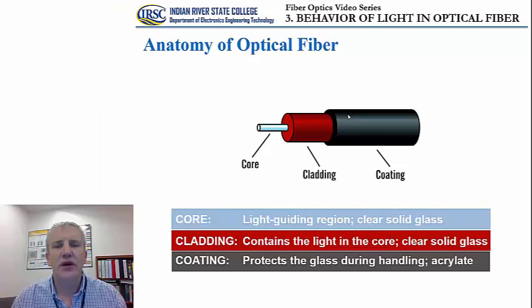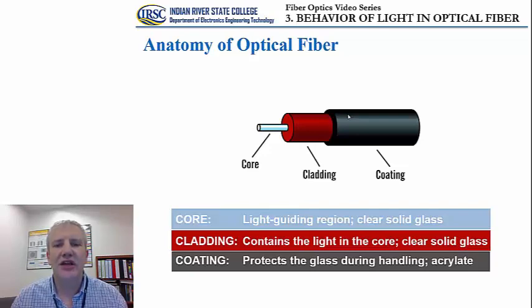There are basically a few important functions that the cladding performs. It is reducing the loss of light from the core into the surrounding air. It reduces scattering loss at the surface of the core. It protects the fiber from absorbing surface contaminants, and finally adds mechanical strength to the fiber.